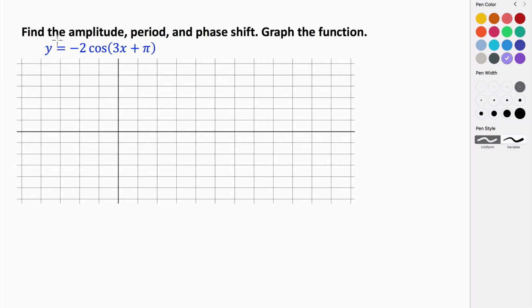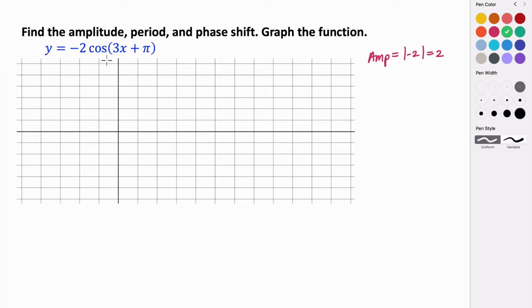For this example, we want to graph y equals -2 cosine of 3x plus pi. And in order to help us do that, we're going to find the amplitude, period, and the phase shift. So what is the amplitude of our function? Well, the amplitude is the absolute value of a, which is the absolute value of -2. So the amplitude is 2.